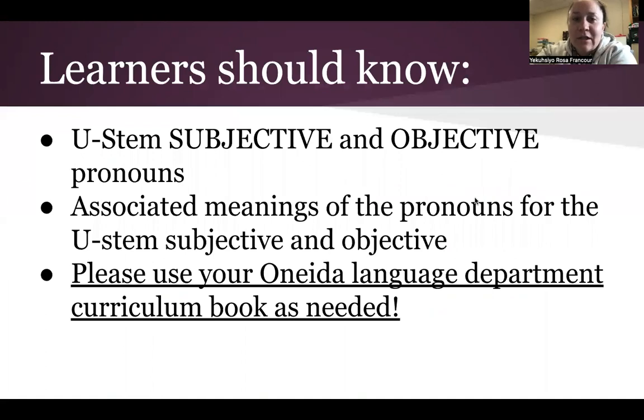All right, so learners should know the U stem, subjective and objective pronouns. You should know the associated meanings of the pronouns for the U stem, subjective and objective. Please use your Oneida Language Department curriculum books as needed. Sometimes we call them the first 6 months curriculum. It might also say Oneida 1 on them. That is a fundamental language booklet curriculum that we use for new learners that are working towards proficiency.